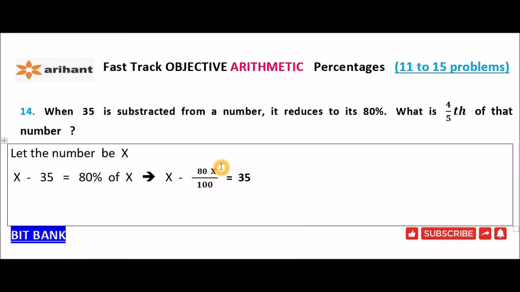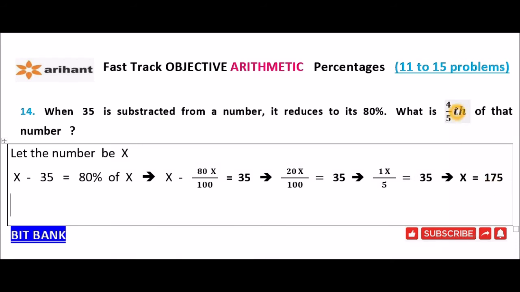80% means 80 by 100. x minus 80x by 100 is equal to 35. Now LCM is 100. 100x minus 80x is 20x. 20x by 100 is equal to 35. 1 20 is 20, 5 20s are 100. So x by 5 is equal to 35. Now I want the value of x. If I send this 5 to the other side, it becomes multiplication. So x is equal to 5 into 35, that is 175. Now we got the value of the number. x is equal to 175.